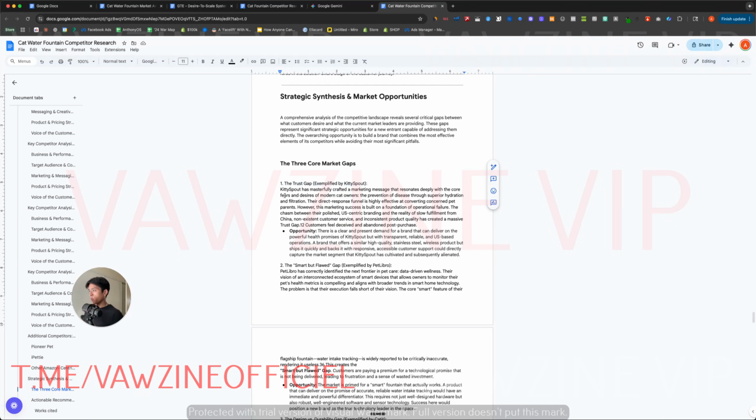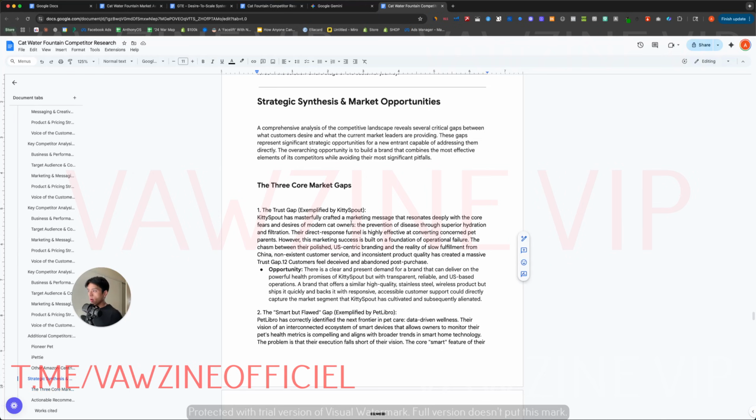So for example, if we look at this Kitty Spout example here, right? It says they've crafted a really strong marketing message that's developed with core fears and desires of modern cat owners. Their direct response funnel is highly effective at converting concerned pet parents. However, this marketing success is built on a foundation of operational failure. The chasm between their polished US-centric branding and the reality of slow fulfillment from China, non-existent customer service, and inconsistent product quality has created a massive trust gap.